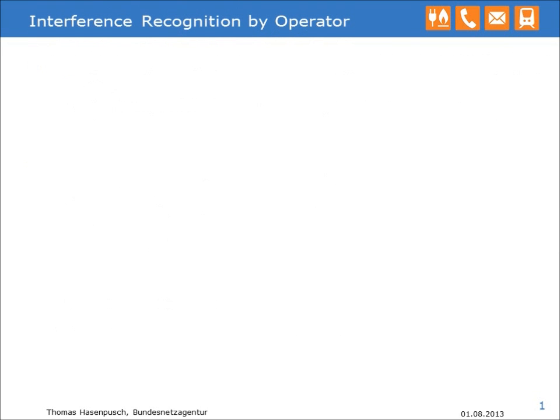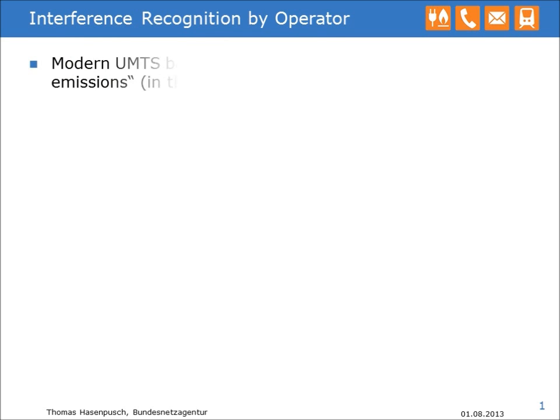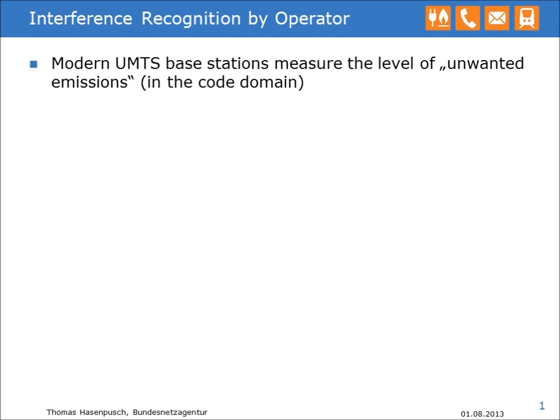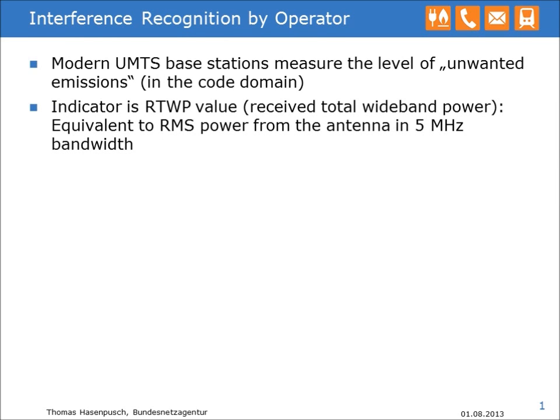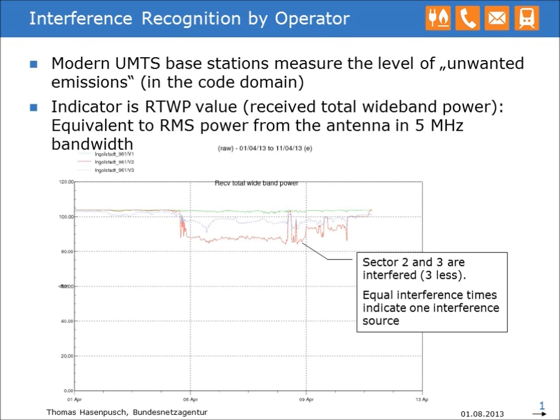The operator can recognize an interference because modern UMTS stations measure the unwanted level in the code domain, and they return an indicator called RTWP, which is received total wideband power. And that sort of display can be produced by the software of the operator. This is an example of a UMTS station where from this moment on sector 1, sector 2 and sector 3 are interfered. Sector 1 is nearly not interfered. So sector 2 is most interfered, sector 3 is less interfered.